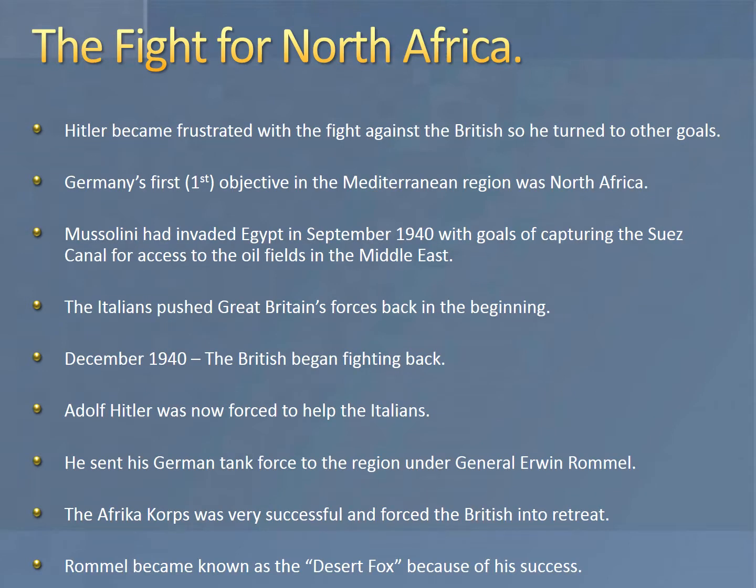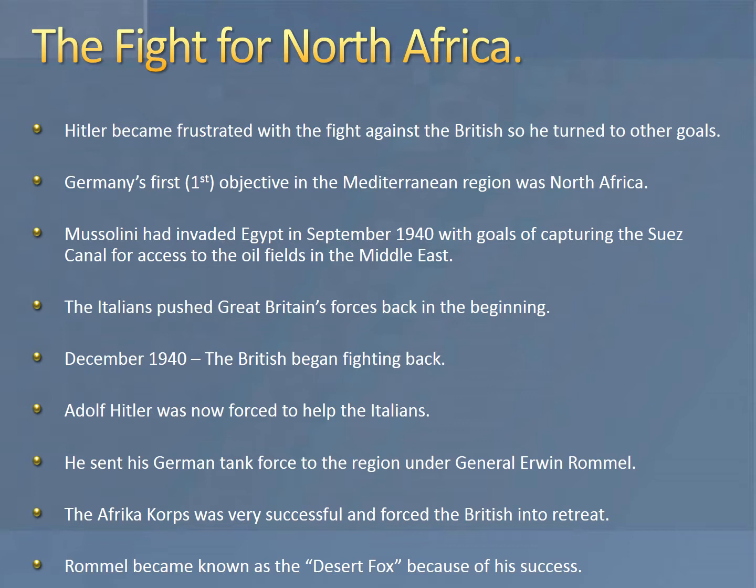So, the fight for North Africa. Hitler became frustrated with the fight against the British, so he turned to other goals. Germany's first objective in the Mediterranean region was North Africa. Mussolini had invaded Egypt in September 1940 with the goal of capturing the Suez Canal. The reason for this is he wanted access to the oil fields in the Middle East.